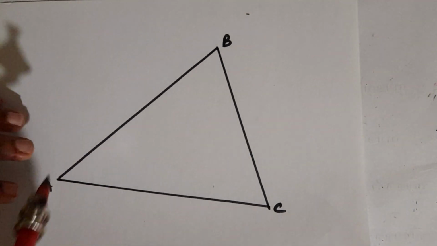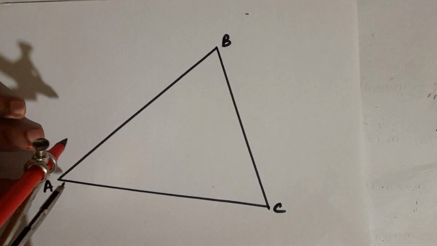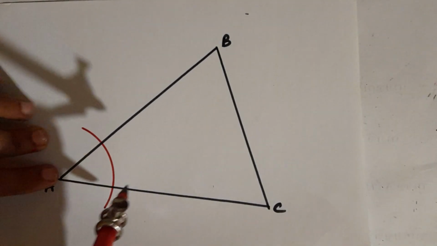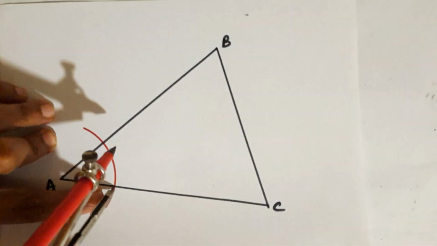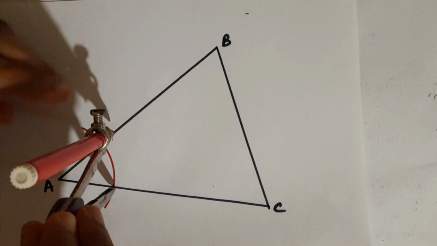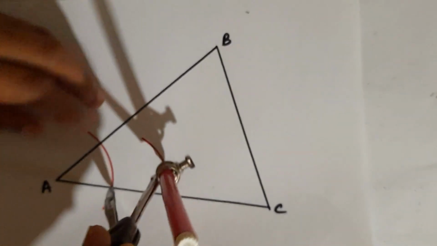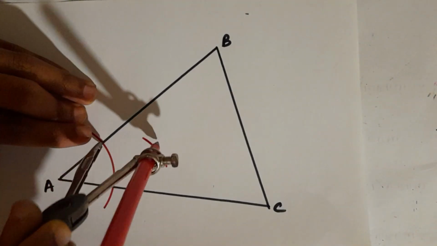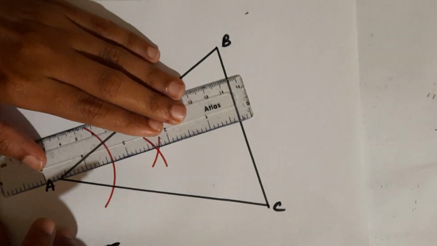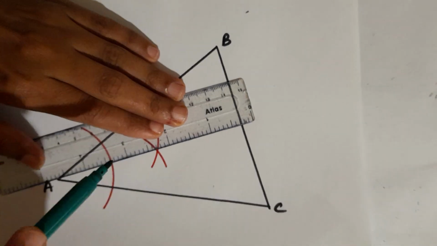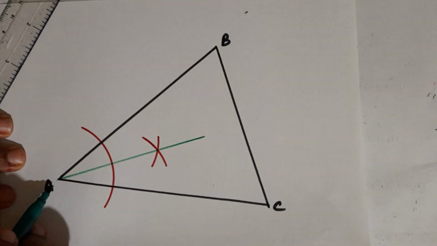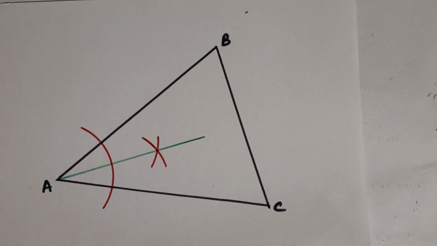First I will select the BAC angle, taking some distance like this. I can draw an arc here. Then I can draw another two arcs by keeping the point of the pair of compasses on the intersecting points. This is the way. Then we can join this intersecting point and the point A. So this is the angle bisector of this angle.